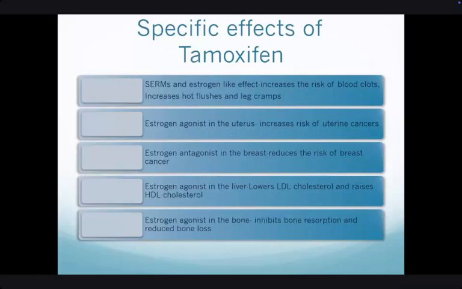In summary, the specific effects of SERMs: estrogen-like effects increase the risk of blood clots, hot flashes and leg cramps. As an agonist in the uterus, it increases the risk of uterine cancer. As an antagonist in the breast, it reduces the risk of breast cancer. As an estrogen agonist in the liver, it lowers the LDL cholesterol and raises the HDL cholesterol, which is what we want. And as an estrogen agonist in the bone, it inhibits bone resorption and reduces bone loss.